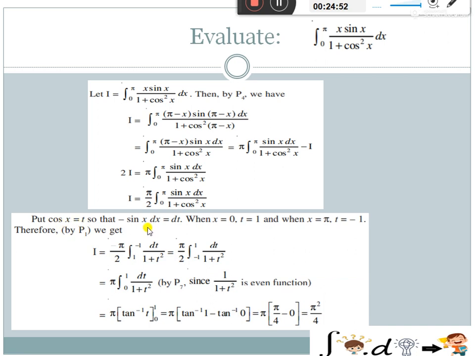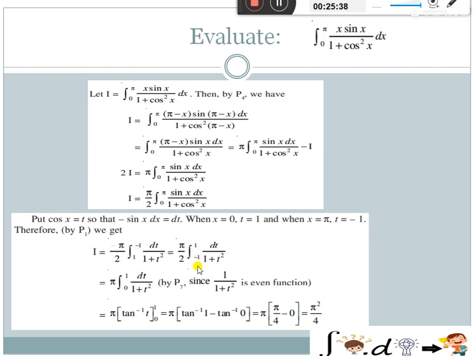And now for this we substitute cos x is equal to t and minus sin x dx is equal to dt, because now the integration becomes easy, so we substitute cos x as t and change the limits. When x is equal to 0, t is equal to 1; when x is equal to pi, t is equal to minus 1. Then to consume this minus sign, we used the P1 property: that is equal to pi by 2 times 1 to minus 1 dt upon 1 plus t square. Here the negative sign has to be changed, because sin x dx is equal to minus dt, and therefore it becomes pi by 2 times minus 1 to 1 dt upon 1 plus t square.